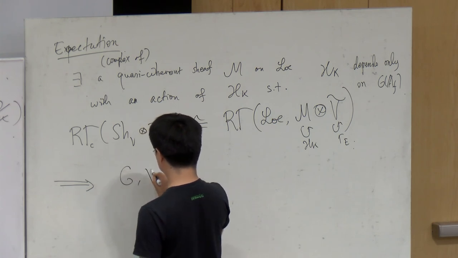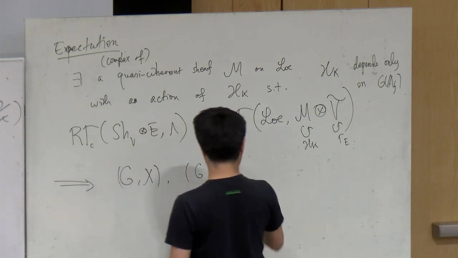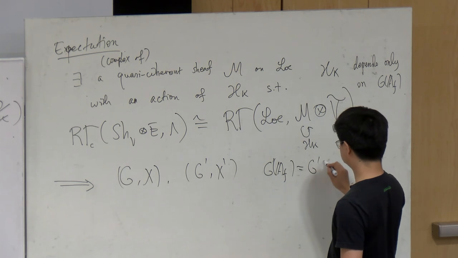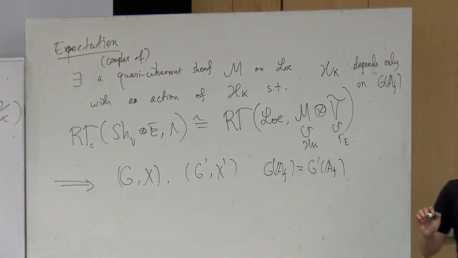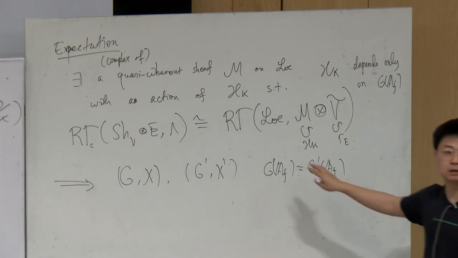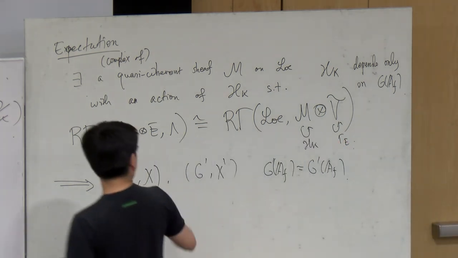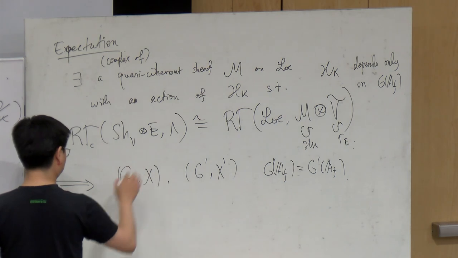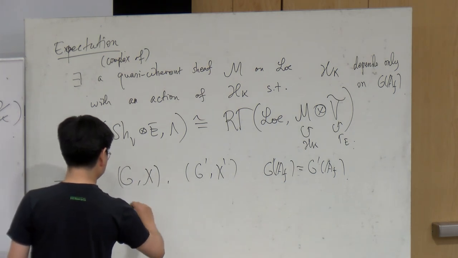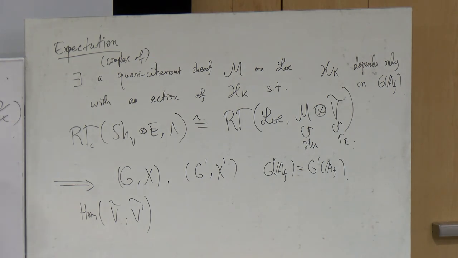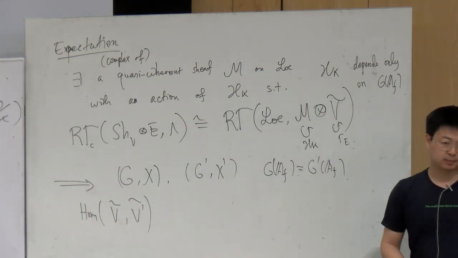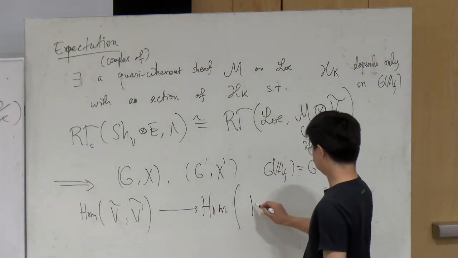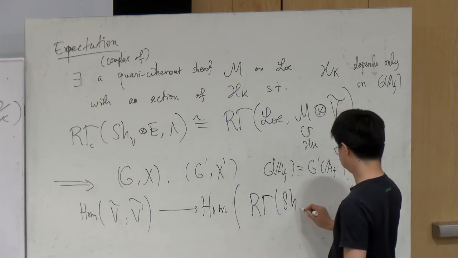Suppose I have two groups, G and G prime, and suppose their finite parts are the same. The only differences are at infinite places. In fact, there are many examples of this. Probably later on I'll give some example. Then from this description, you would expect there would be a homomorphism: if you have a map between these two vector bundles as coherent sheaves, it would give a homomorphism between the cohomology of the corresponding Shimura varieties.